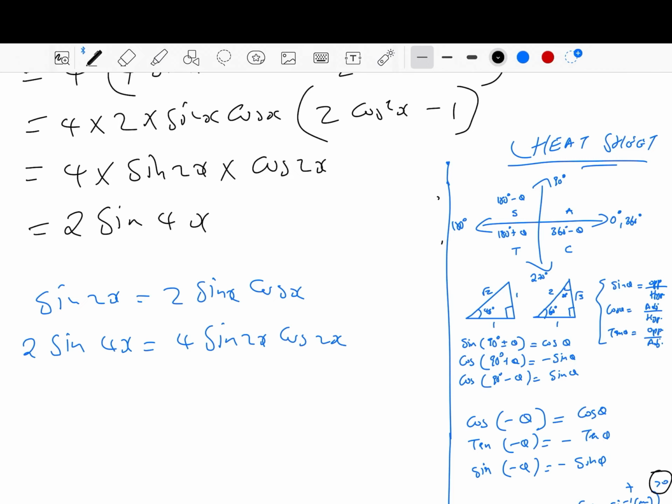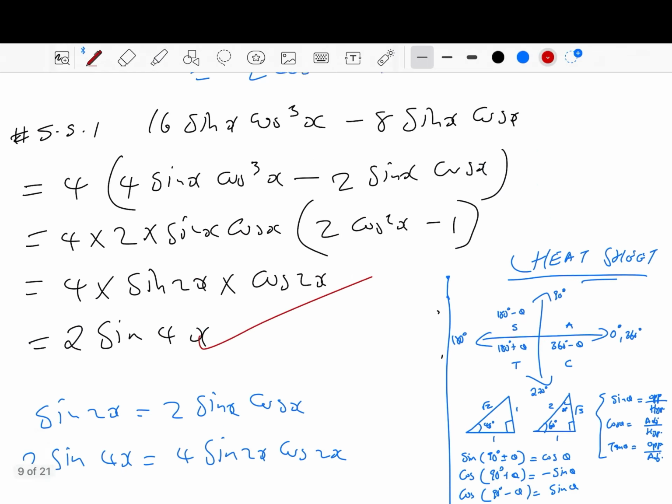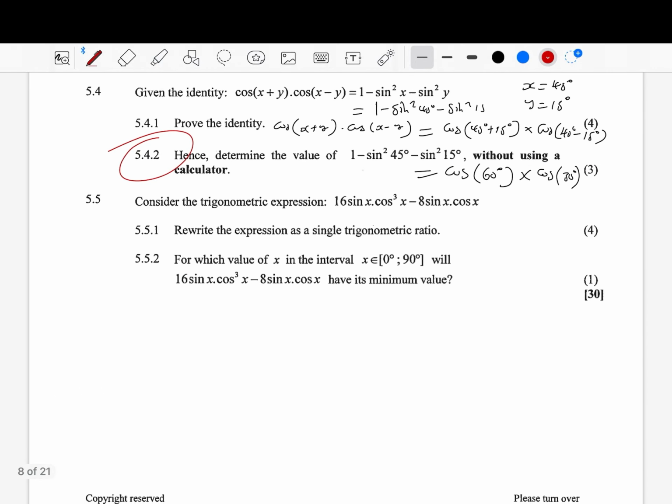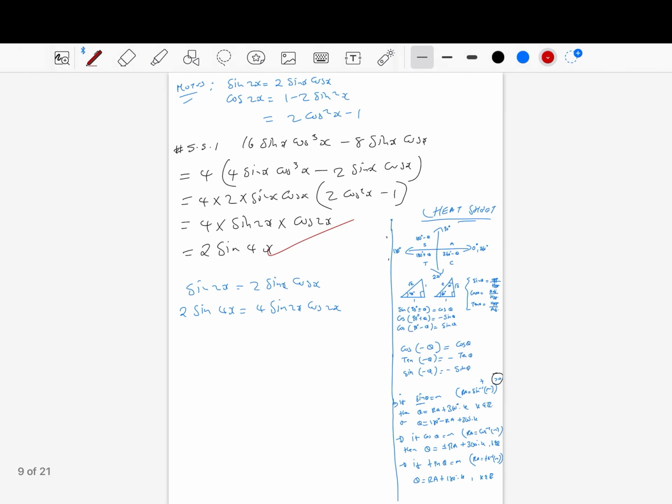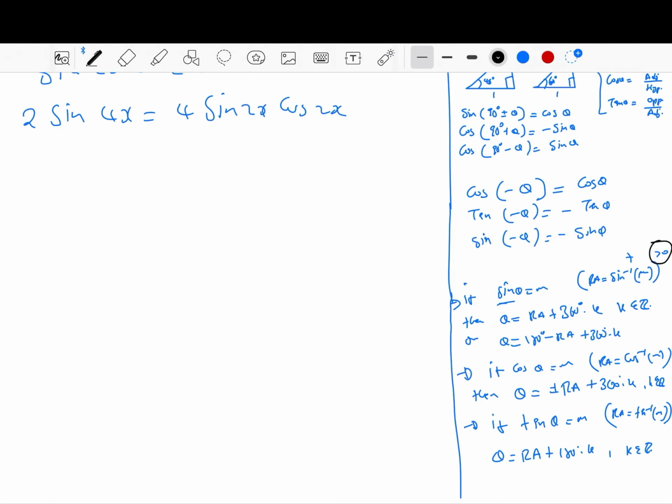I should have sound effects. 2 sine 4x, and that's your answer. 2 sine 4x. There's a single trigonometric expression, and that's what they want. There's 1 mark. How many marks is this? 4 marks. It's a lot. So 1 mark for that, 1 mark for that, 1 mark for that, and 1 mark for that. 4 marks. We're balling, people.